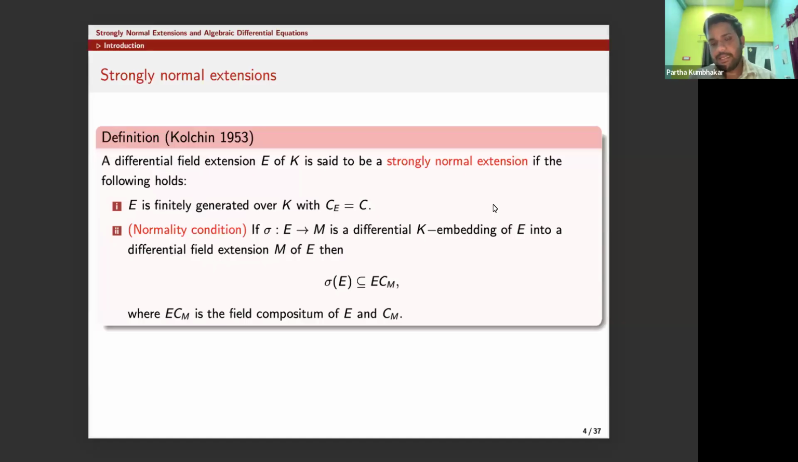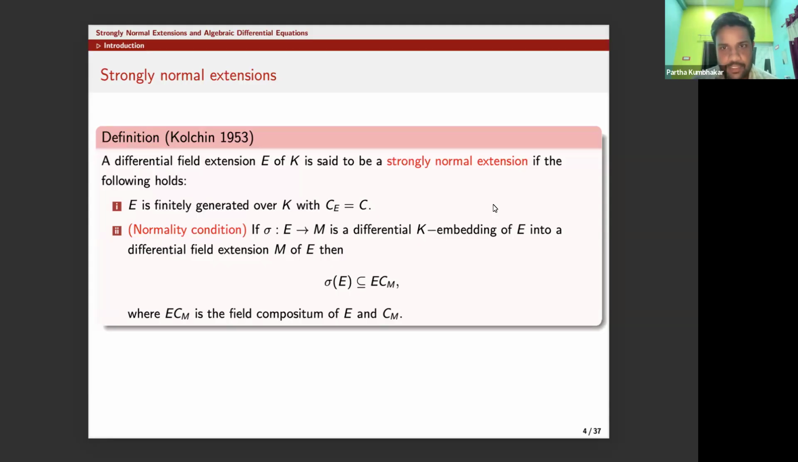A strongly normal extension is a differential field extension which is finitely generated, having the same field of constants as K, and satisfying the following normality condition. If sigma is a differential K-embedding from E to M, where M is also a differential field extension of E, then the image of E under sigma is contained in E C_M, where E C_M is the field compositum of E and the constants of M, C_M. Kolchin defined this strongly normal extension as a differential analog of finite normal extensions.